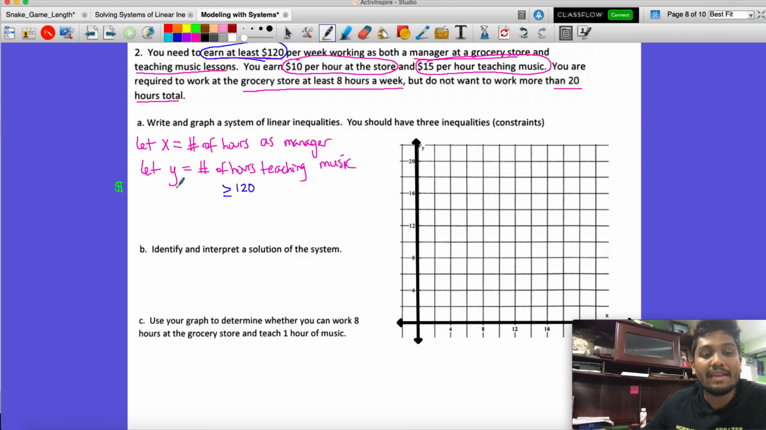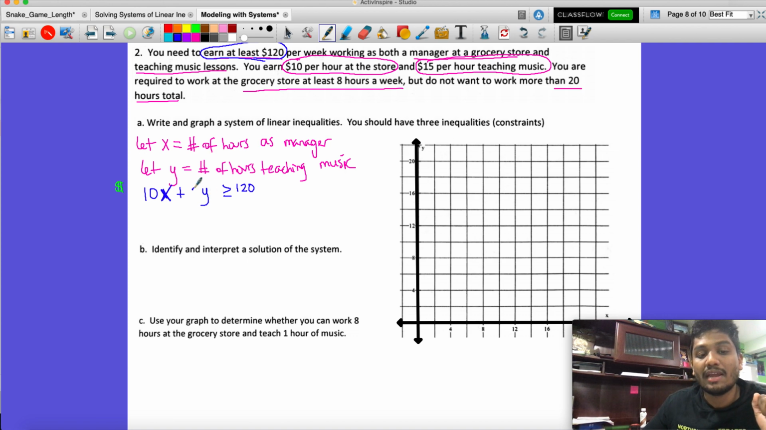So if we know that he works as a manager, this is the number of hours as a manager, but this doesn't tell me money. This just tells me the number of hours. But we do know how much he gets paid for working a certain number of hours. That would be $10 an hour. Just like we know that he's working a certain number of hours teaching music, but this doesn't tell us the amount of money he makes.